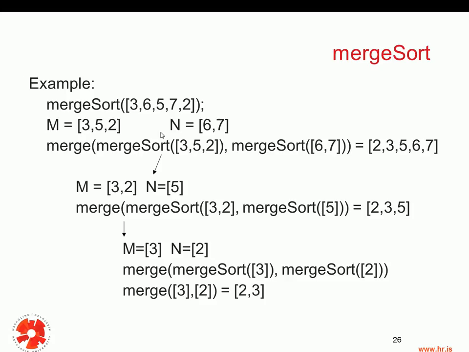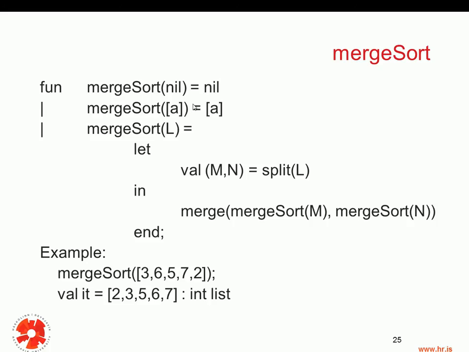Now, just to conclude, let's look at the very first step of this algorithm. I suggest that you go through the whole trace yourself. Take this example where we are merge sorting the list 3, 6, 5, 7, 2. Since the base cases do not hold, we don't have an empty list and we don't have a list that contains only a single element, so we have the recursive step.